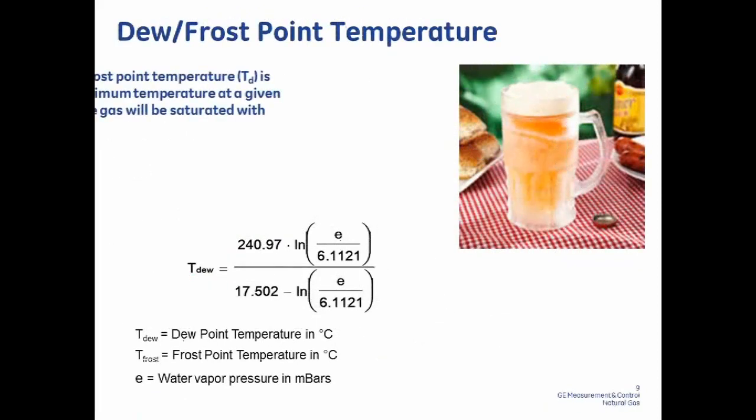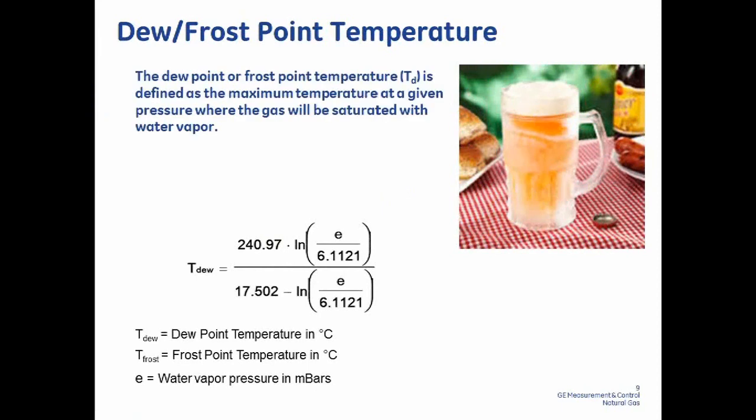The dew point temperature, again, is determined as the maximum temperature at a given pressure where the gas will be saturated. And any surface colder than the dew point will acquire a dew or frost layer. So here you can kind of see where my heart lies. Here you can see a frosted mug, but the surface temperature of that beer mug is colder than the surrounding dew point. So as water hits that cold surface, it will condense out.